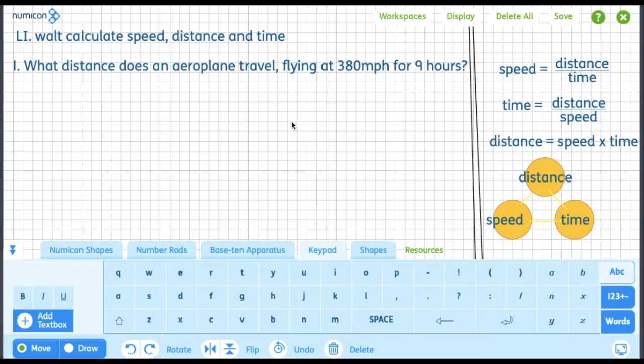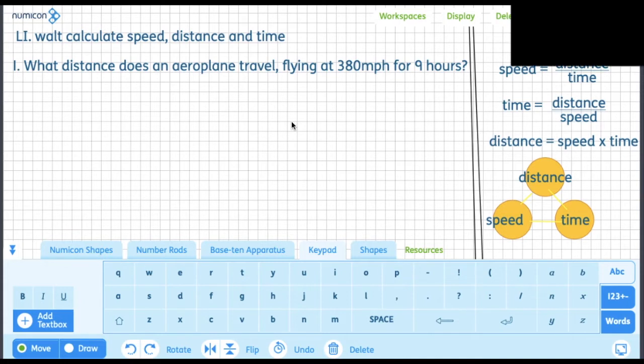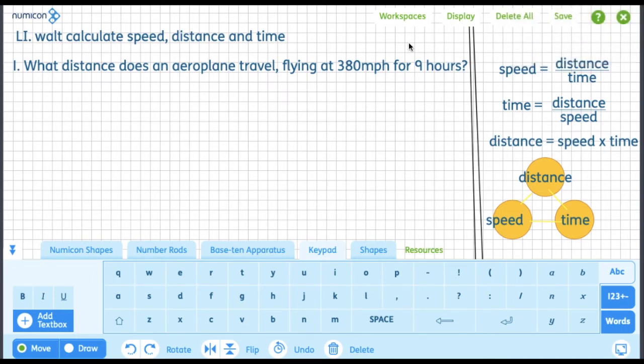All right, so on your worksheet today, we're going to do worksheet 6A and 6B. It's 12 questions altogether, but I'll just do the first two questions with you just now, okay? So, first question, what distance does an airplane fly flying at 380 miles per hour for 9 hours?